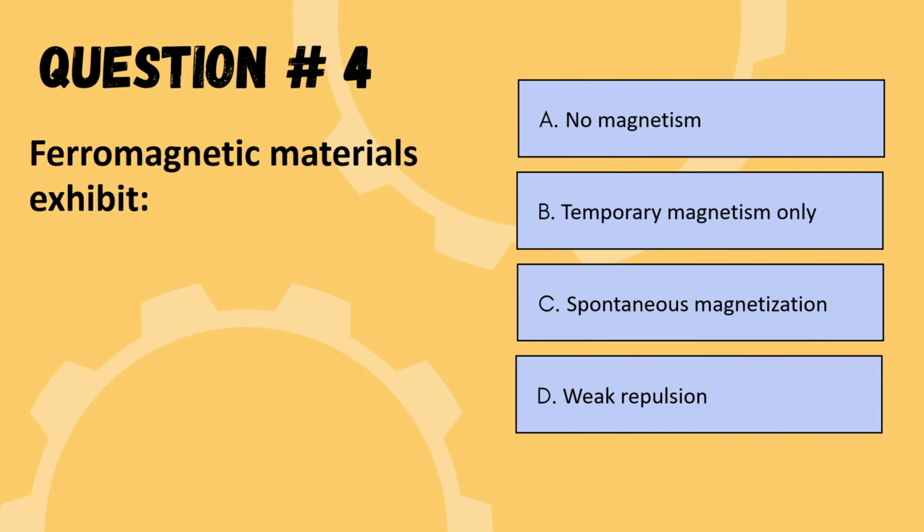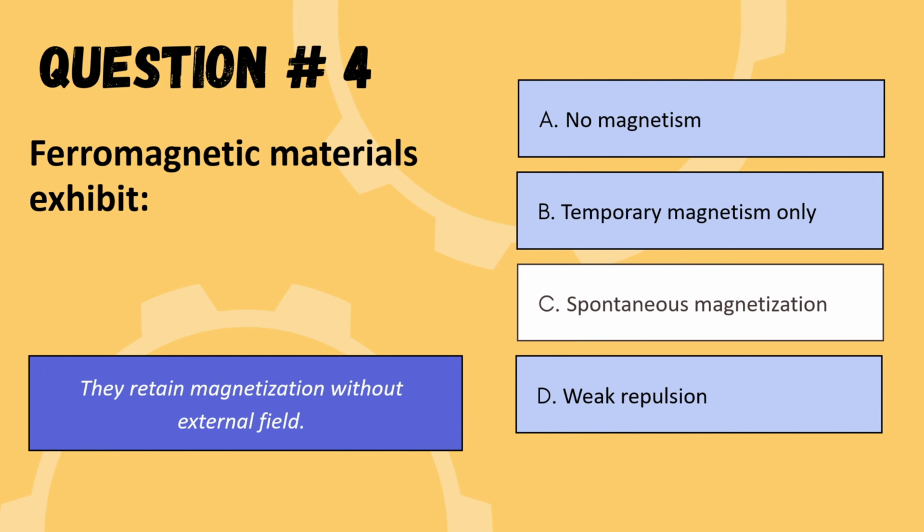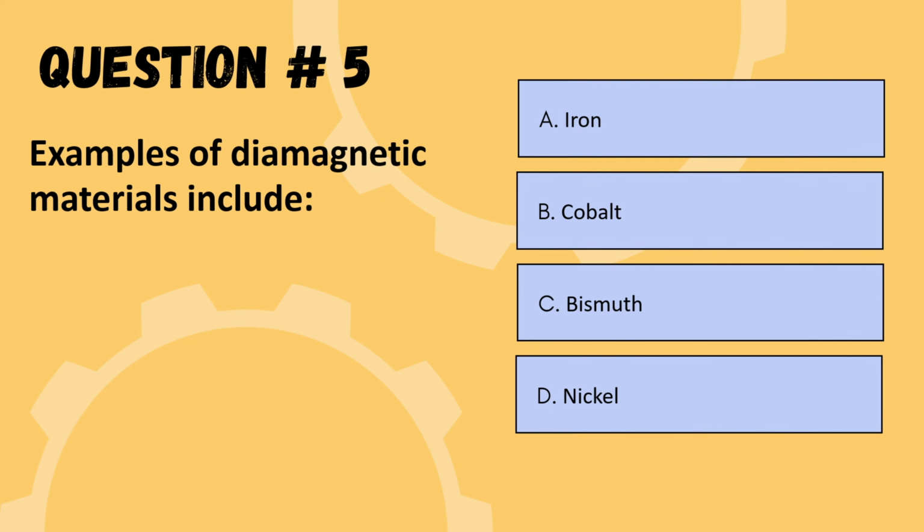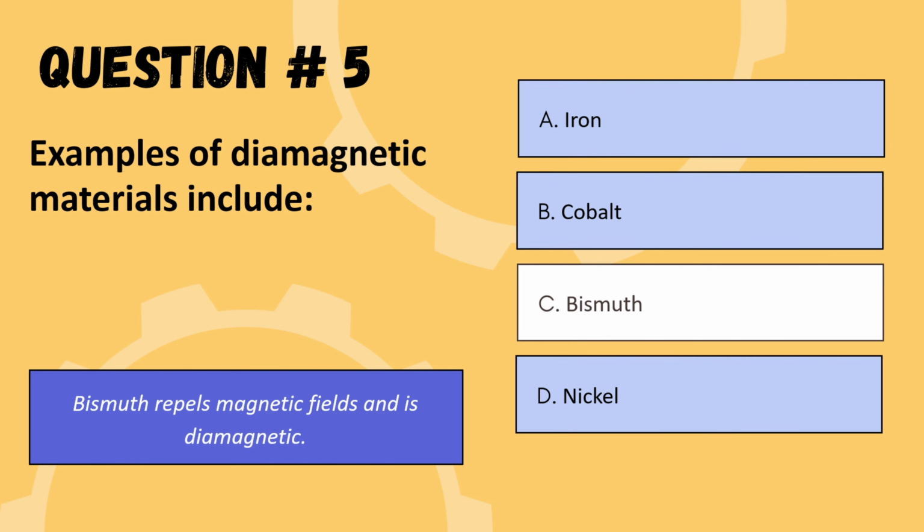Next question is: ferromagnetic material exhibit, options are no magnetism, temporary magnetism only, spontaneous magnetism and weak repulsion. So the correct option is option C, spontaneous magnetization. So we are moving to the next question. Next question is: examples of diamagnetic material include, options are iron, cobalt, bismuth or nickel. So the correct option is option C, bismuth. So we are moving to the next question.